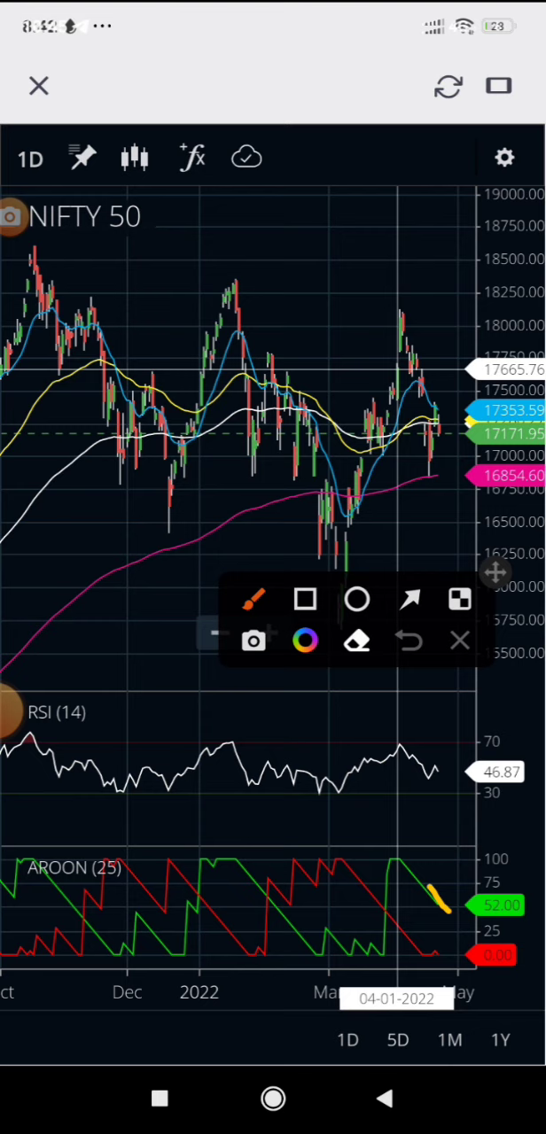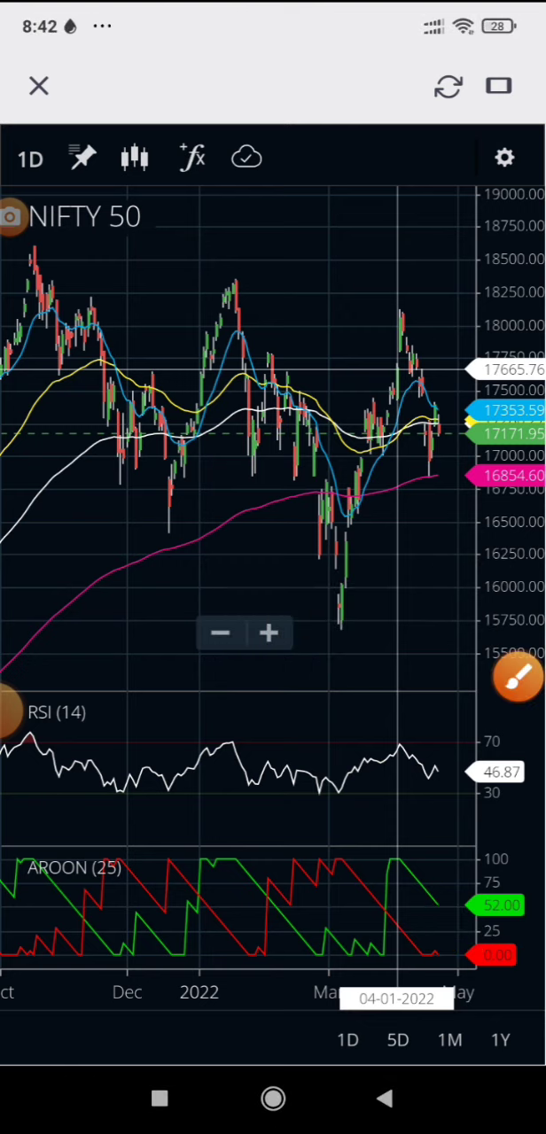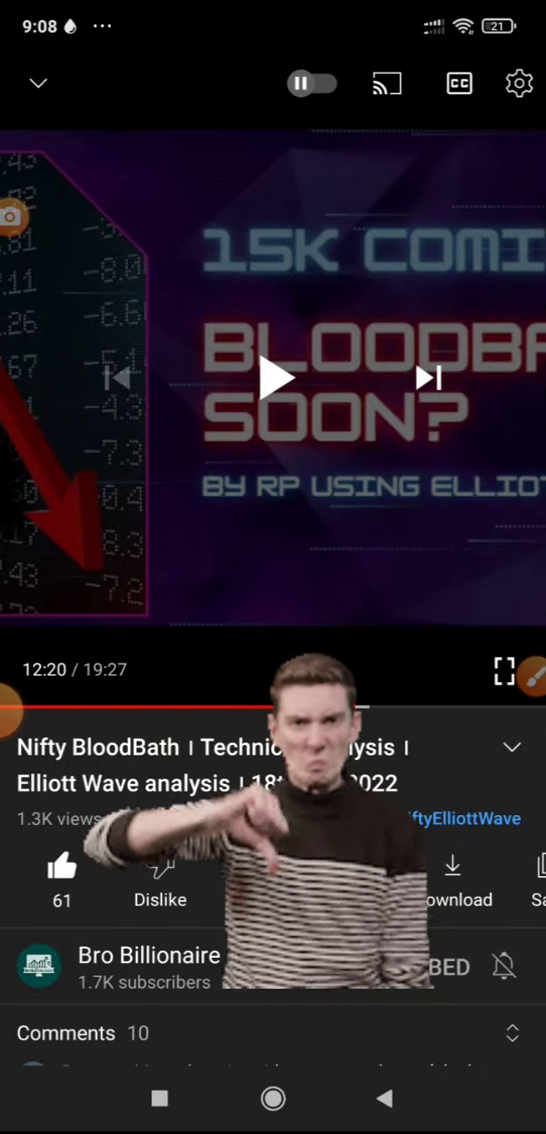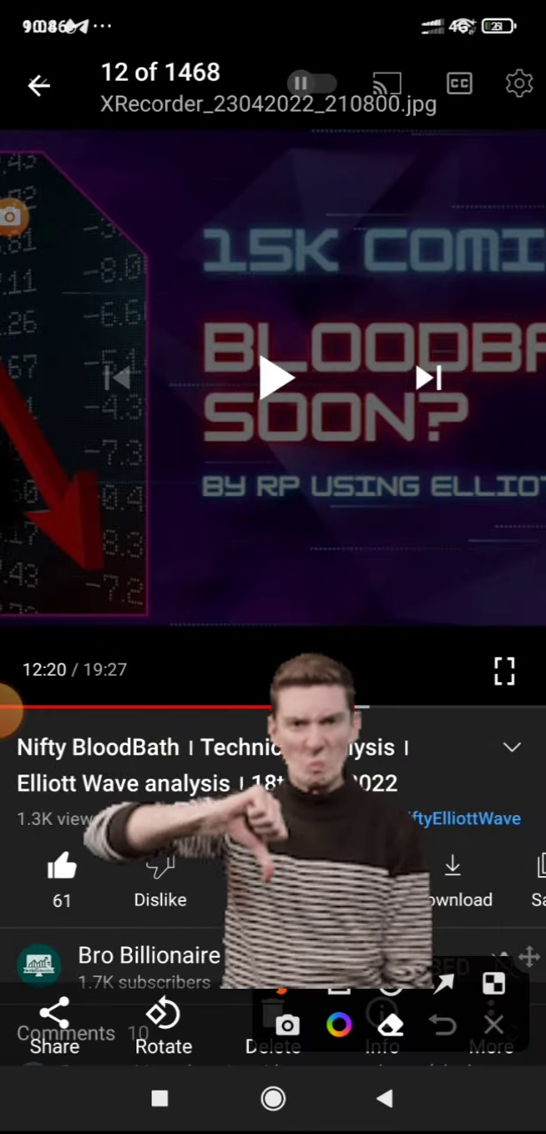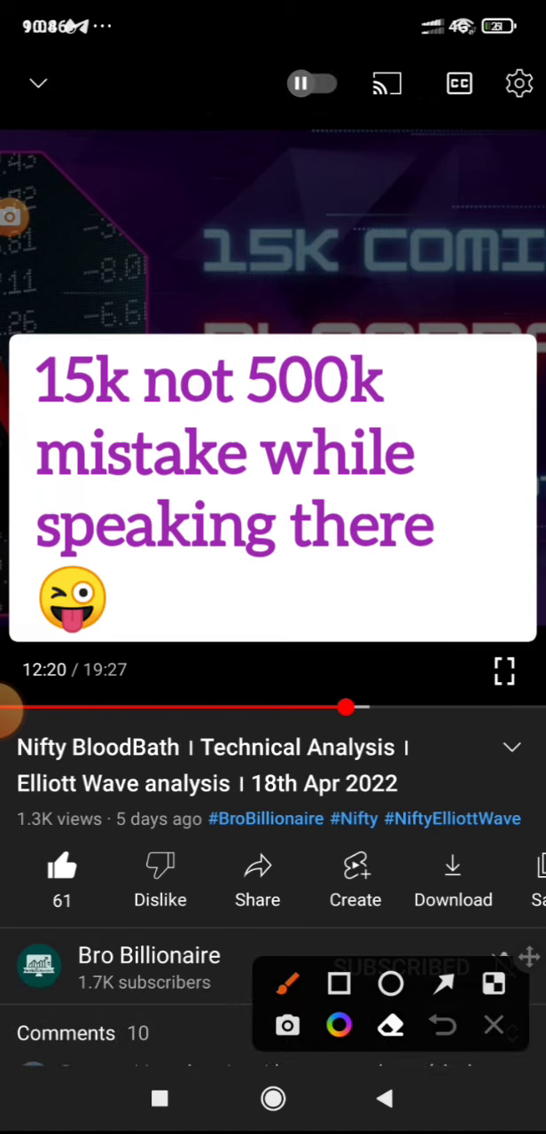So what I'm expecting is that it will go parallel, it will go sideways, and then it will give a negative crossover, and then Nifty would start the drop. If you have watched our previous videos, we have a pretty bearish view on the Nifty. Nifty is going to go near 500k. That's what we are expecting.